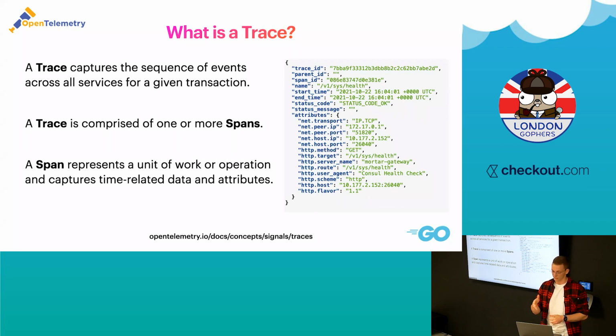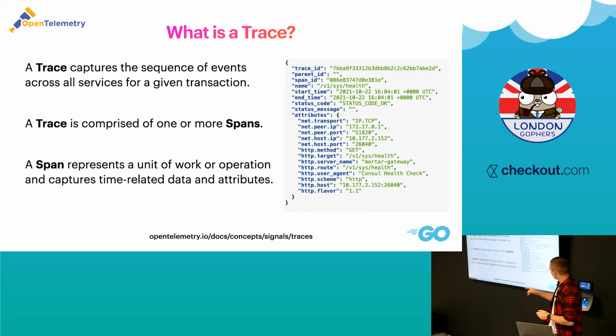It includes time-sensitive information like when it started, when it ended, and also attributes. It might be things like what was the HTTP method, what was the URL that you're hitting. You can include custom attributes as well, such as what was the ID of this thing that was coming in, what's the user name, whatever it might be. You can associate that with those individual operations.